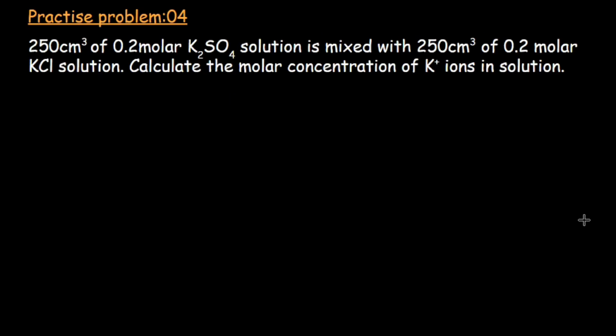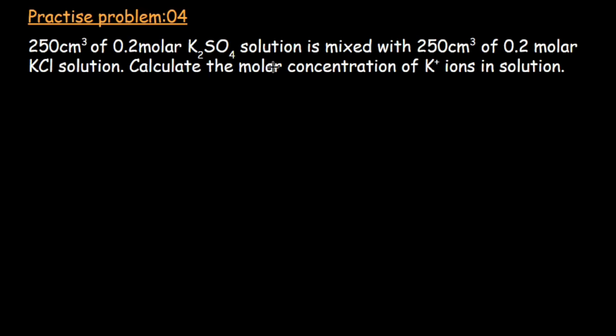Let's discuss another example. 250 cubic centimeter of 0.2 molar potassium sulfate solution is mixed with 250 cubic centimeter of 0.2 molar potassium chloride solution. Calculate the molar concentration of potassium ions in the solution. Two different solutions having equal concentration are mixed together, and we have to find the molar concentration of potassium ions in the resultant solution. Let's calculate the potassium ion concentration in each individual solution first.